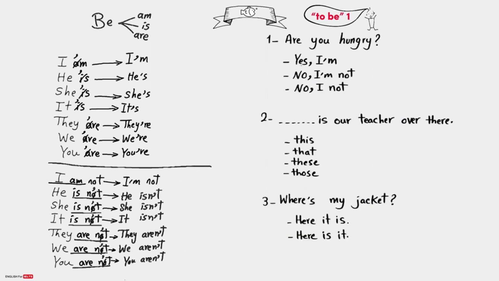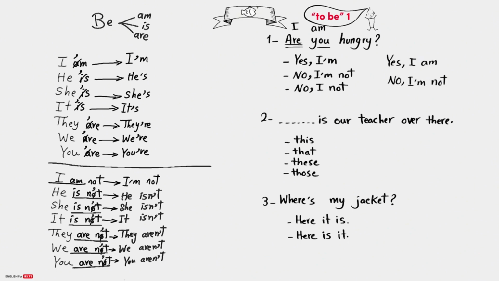Are you hungry? Yes, I am. No, I'm not. A question that starts with a helping verb like are is a yes or no question. You answer it with yes or no. Then you change are you into I am. Yes, I am, or no, I'm not.